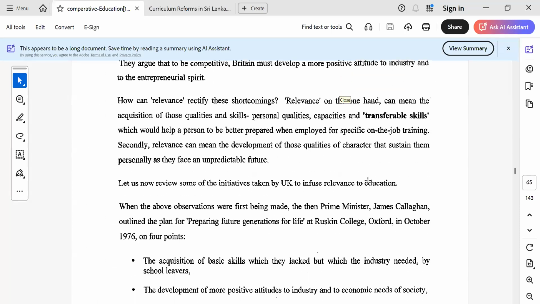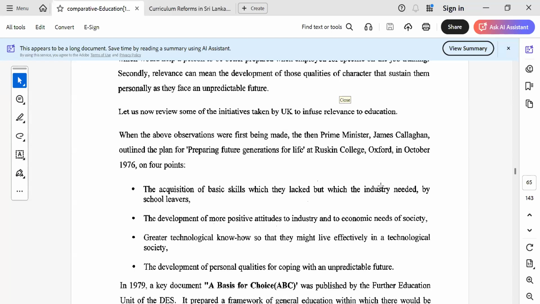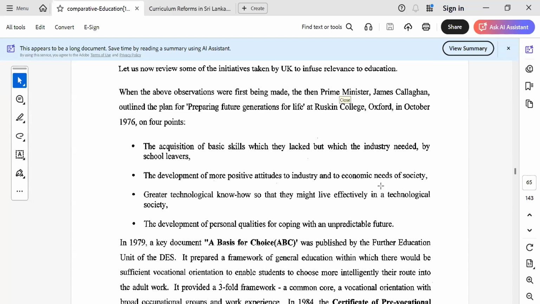So let's now review some of the initiatives taken by the UK to infuse relevance into education. The first one, the acquisition of basic skills, which school leavers lacked but which industry needed. The development of more positive attitudes to industry and to the economic needs of society. Greater technological know-how so that they might live effectively in a technological society.